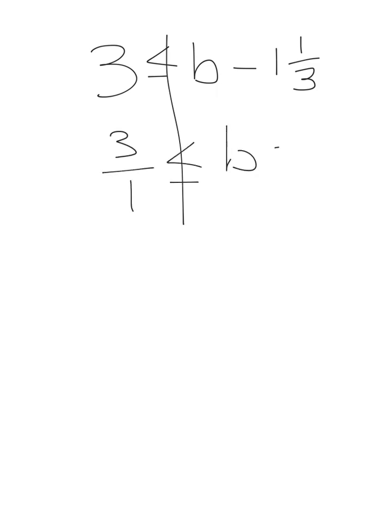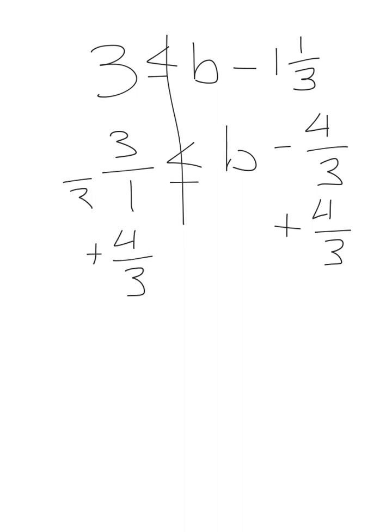1 1/3 as an improper is 4 over 3. Opposite of minus 4 over 3 is positive 4 over 3. So I'm going to add. In order to add or subtract, I need a common denominator. My 3 over 1 is going to change to 9 over 3. 9 over 3 plus 4 over 3 is 13 over 3.